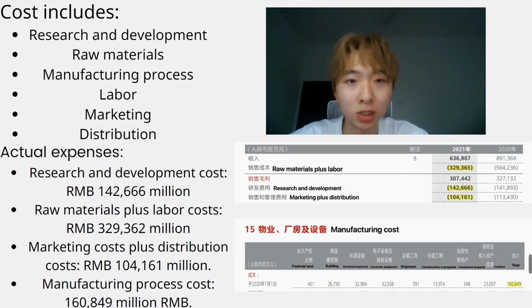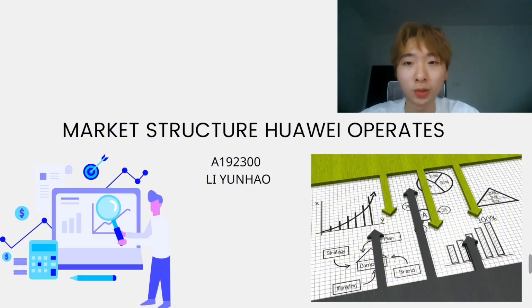Research and development costs are RMB 142,666 million, and raw materials plus labor costs are RMB 329,362 million. Marketing costs plus distribution costs were RMB 104,161 million. The cost of the production process is 160,849 million RMB.